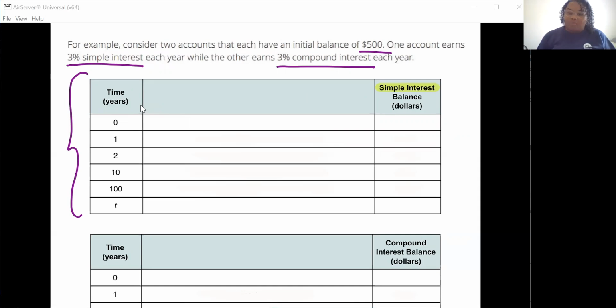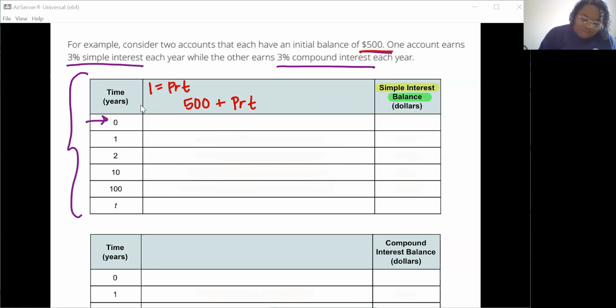So thinking back to the formula that we just discussed, our formula for simple interest is I equals PRT. Now remember, I am looking for the balance here. So that means, as we discussed, I'm going to have to add that principal back on. And our principal, as is stated in the problem, is $500. So in order to determine the mathematics here, our arithmetic is going to be 500 plus PRT. So the initial balance plus the interest. So let's go ahead and do that at time 0, this first row here.